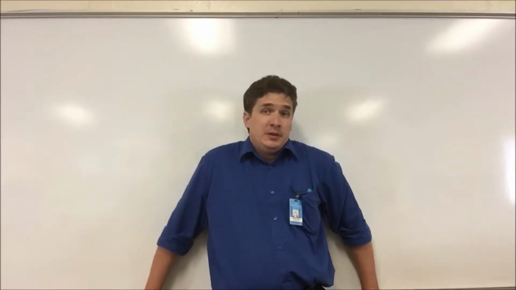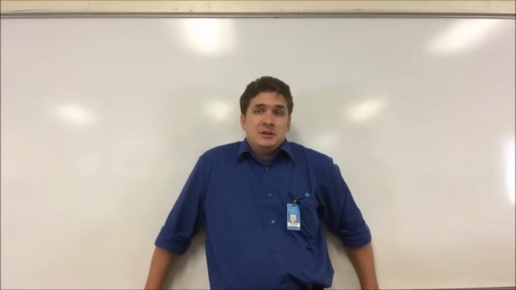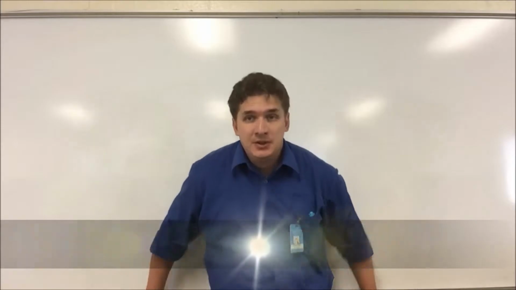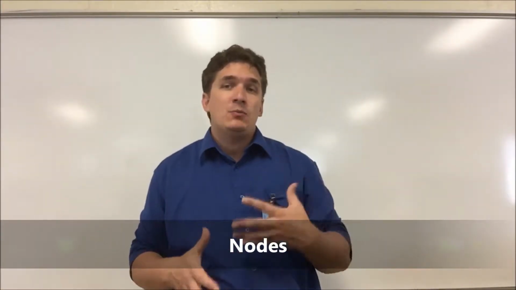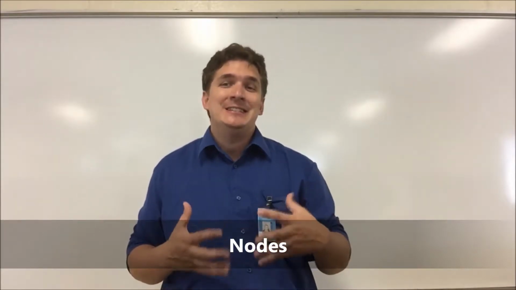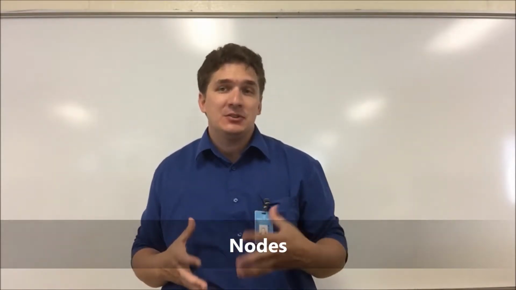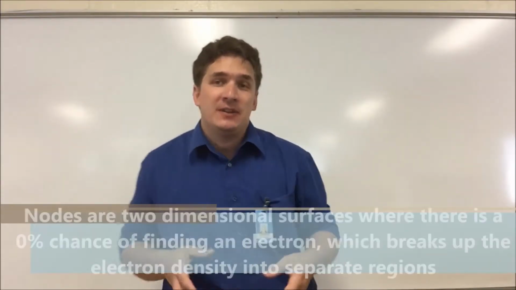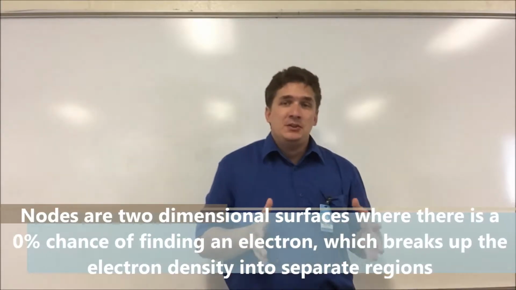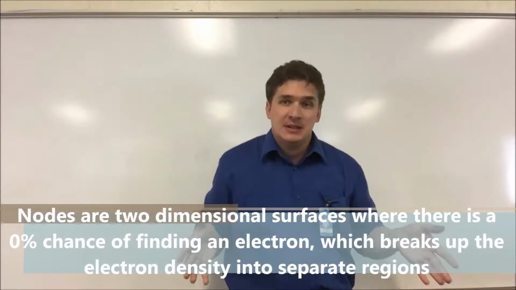So before we go any further to talking about quantum numbers, we need to talk about a concept known as nodes. Now, nodes are a very specific mathematical term. When we are looking at the wave function of an electron, we are looking at the probability density of finding the electron. So whether we have a 10%, 20%, or 90% chance of finding the electron, nodes represent a 0% chance of finding the electron. So what they do is they basically represent gaps in the electron density.